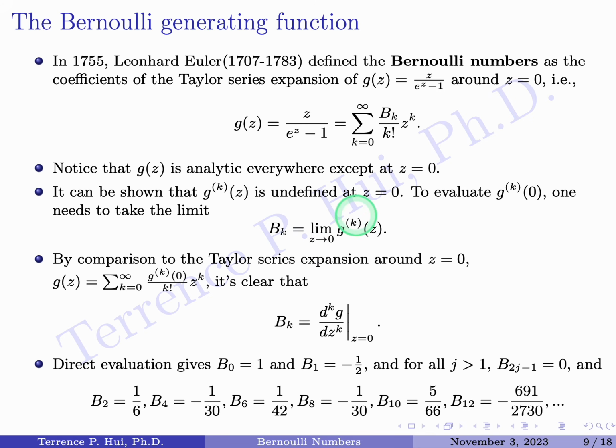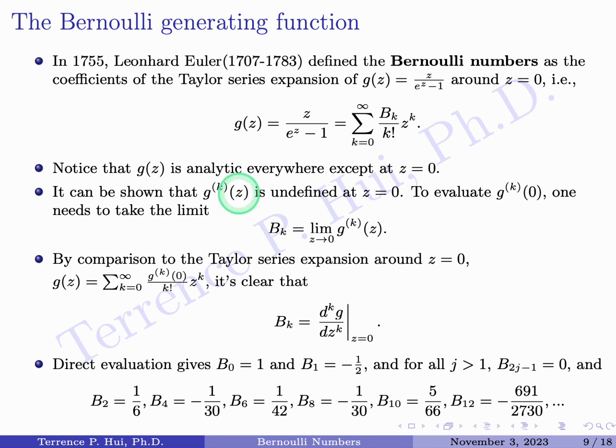Okay, so now let's start. We're going to show you why this is the case. So notice first, g of z as defined here, z over e to the z minus 1, is analytic everywhere except at z equal to 0. You can't have z equal to 0 because e to the 0 is 1, 1 minus 1 is 0. You can't divide by 0. So this function is good everywhere except at z equal to 0.